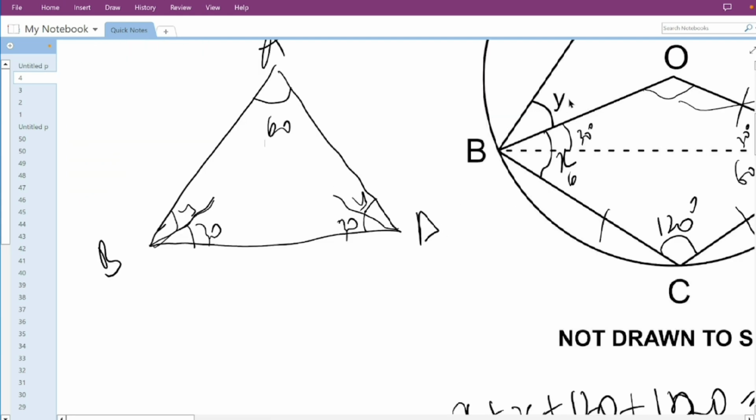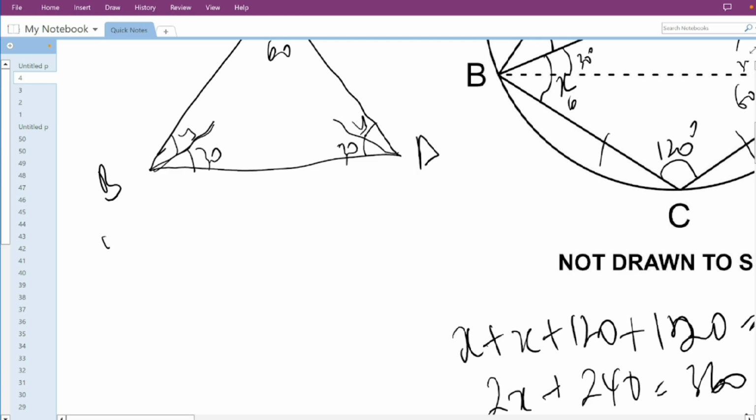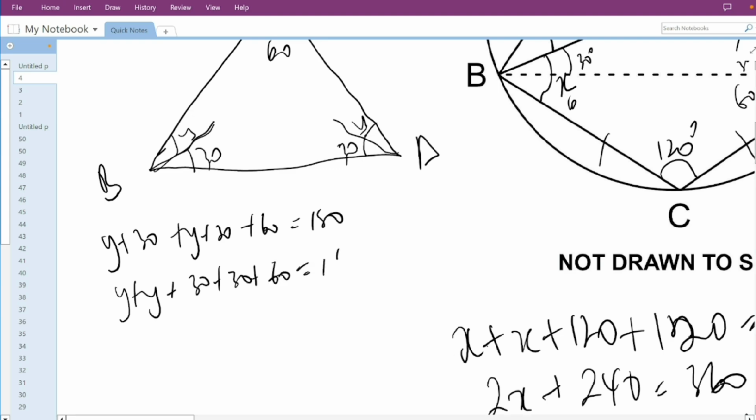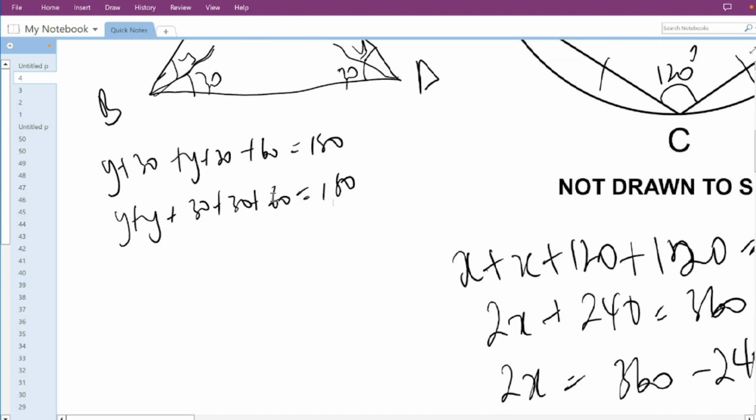Looking at the diagram here, on this side, y and 30 makes this angle. So this is y plus 30, and 60. So all of them should equal 180 because the sum of angles in a triangle is 180. So we have y plus 30 plus y plus 30 plus 60 equals 180. We can collect like terms. y plus y, that's 1y plus 1y is 2y, plus 30 plus 30 plus 60 is 120 equals 180.